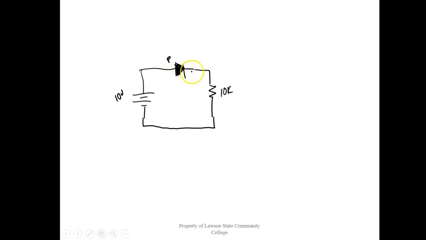So what's going to happen is this is going to pull the holes out of this and make the barrier region bigger. This is going to pull the electrons out and make the barrier region bigger. So what would you expect if I put a voltmeter right there? What would you expect to measure?